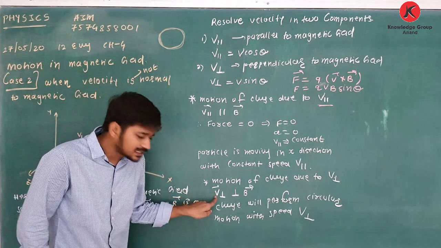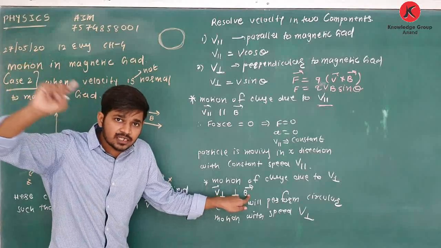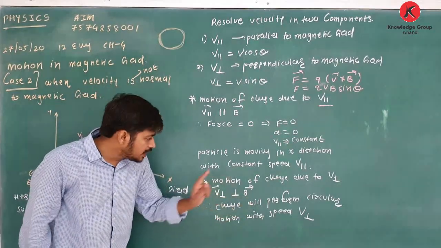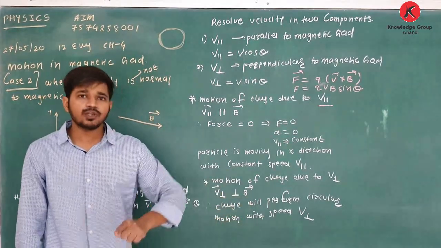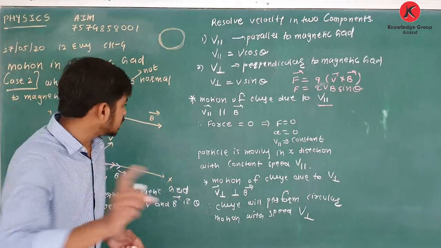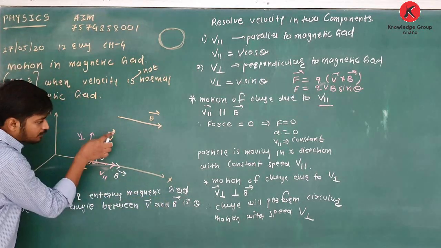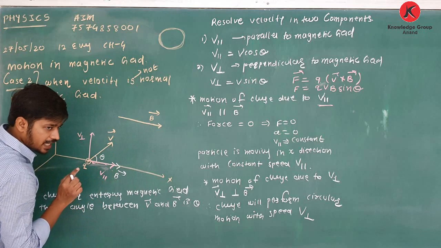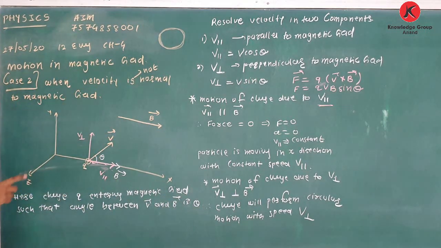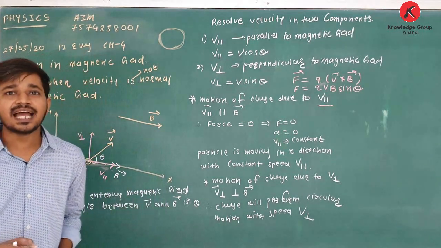Yes, in the second case, this component of velocity is perpendicular to the magnetic field. In case 1, in the last lecture we discussed that when velocity is perpendicular to the magnetic field, it will perform circular motion. Clear about this? So due to the parallel component, the object is moving in x direction, the forward direction. Due to the perpendicular component, it is performing circular motion, and the combination of these two motions is helical.